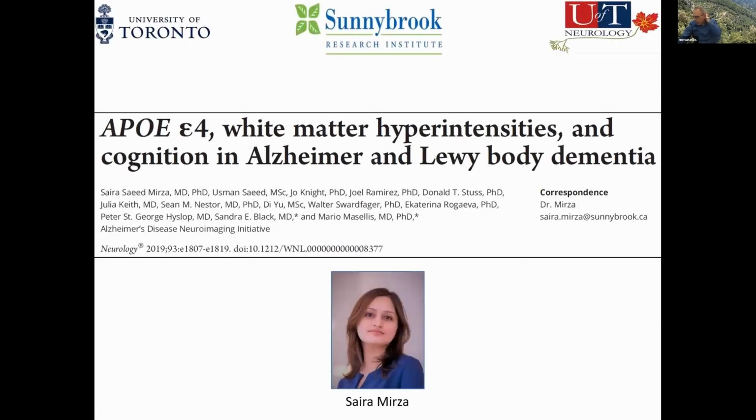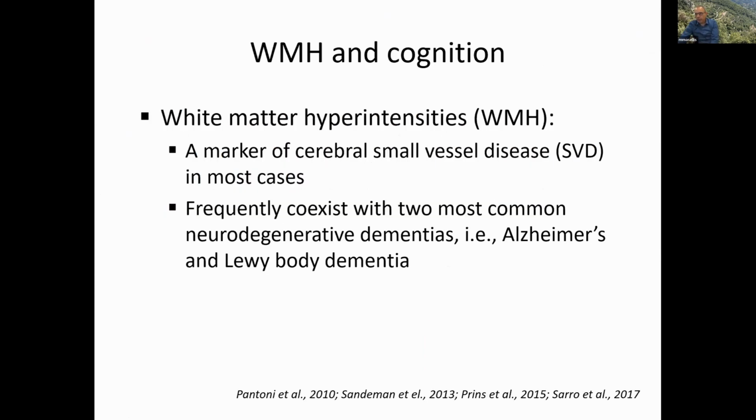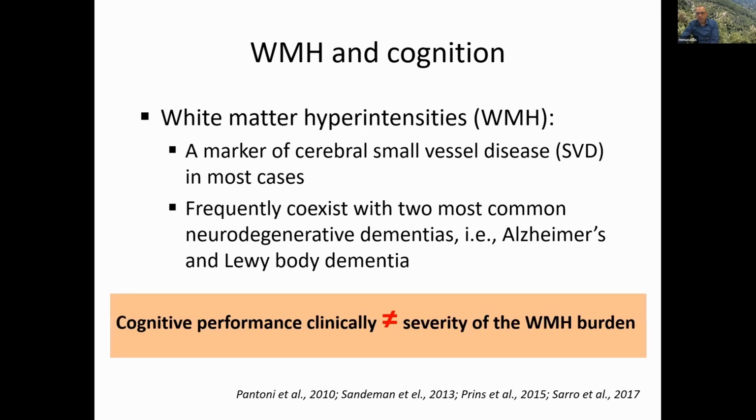A second study looked at ApoE4, white matter hyperintensities, and cognition in Alzheimer's and Lewy body dementia. This was done by one of our former fellows, Syra Mirza, who's now a research associate with us. There's a complex relationship between white matter hyperintensities and cognition. As you know, white matter hyperintensities are thought to be a marker of cerebral small vessel disease in most cases. They frequently coexist with the 2 most common neurodegenerative pathologies, Alzheimer's and Lewy body dementia. But cognitive performance clinically does not necessarily correlate strongly with the severity of white matter hyperintensity burden. So there may be some moderating factors that we don't know about.